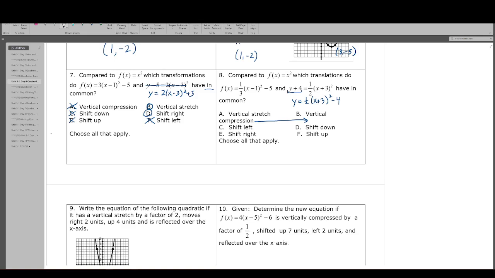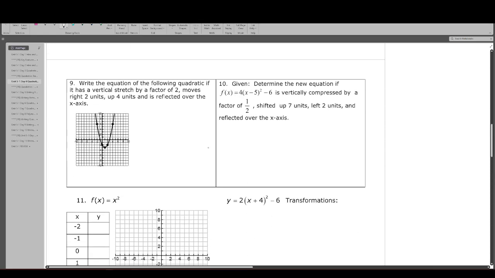So vertical stretch, no, they're not vertically stretched. They are both vertically compressed because they have a fraction that's less than 1. Shifted left, no, one of them is to the right, one of them is to the left. So they're not both left or both right. Shifted down, yes, this one's minus 5, this one's minus 4. They are both shifted down, so they're not shifted up. So as usual on this page, on both sides we get B and D as the answers.